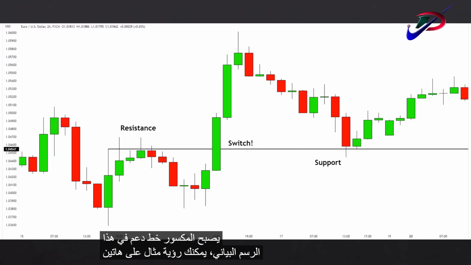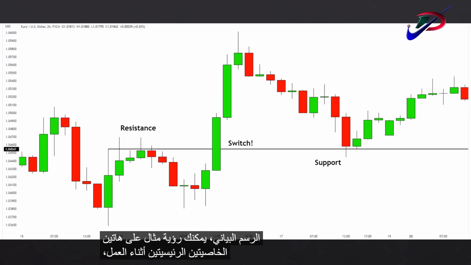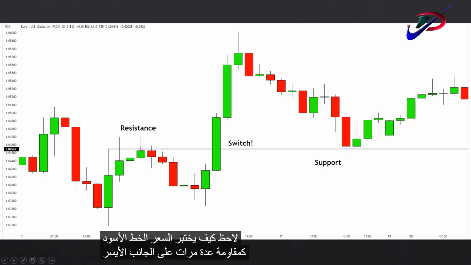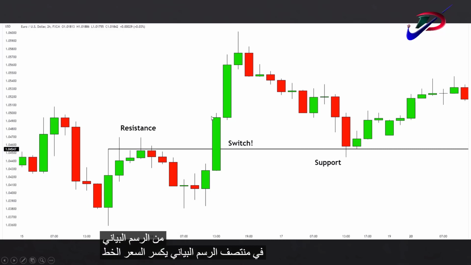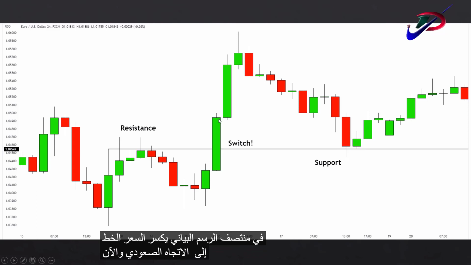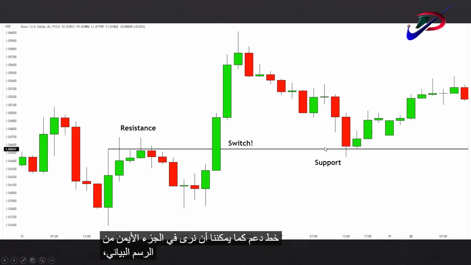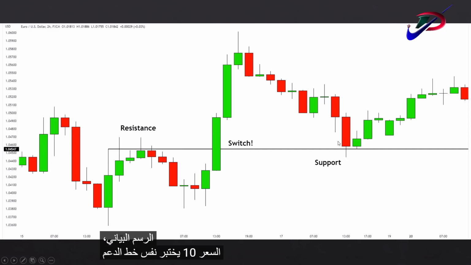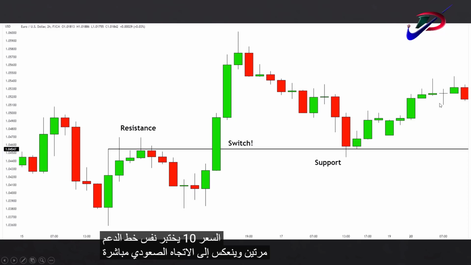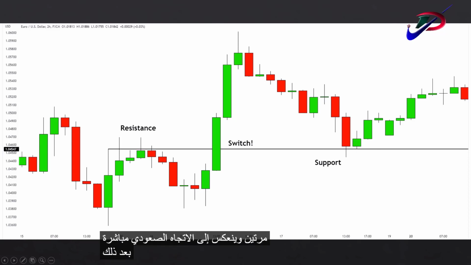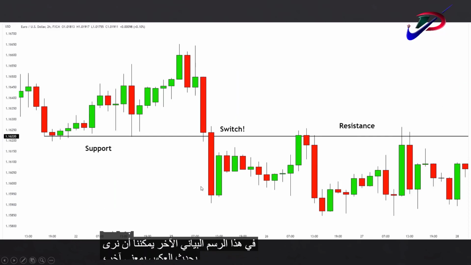In this chart, you can see an example of these 2 main properties in action. Notice how price tests the black line as resistance a few times on the left side of the chart. In the middle of the chart, price breaks the line to the upside, and now what was a resistance line turns into a support line, as we can see in the right part of the chart. Price then tests the same line as support 2 times and reverses to the upside right after. In this other chart, we can see the opposite happening.